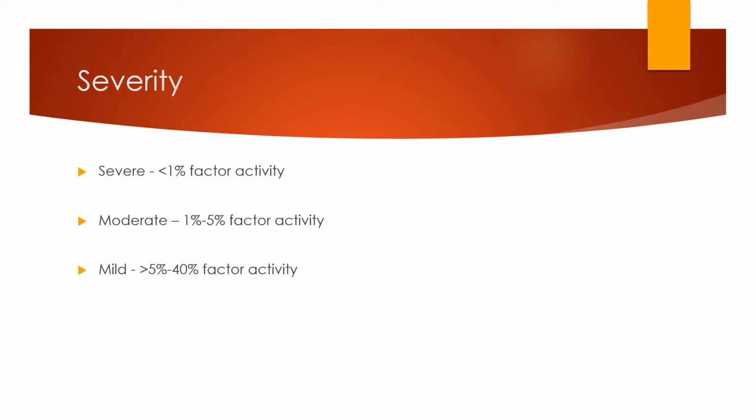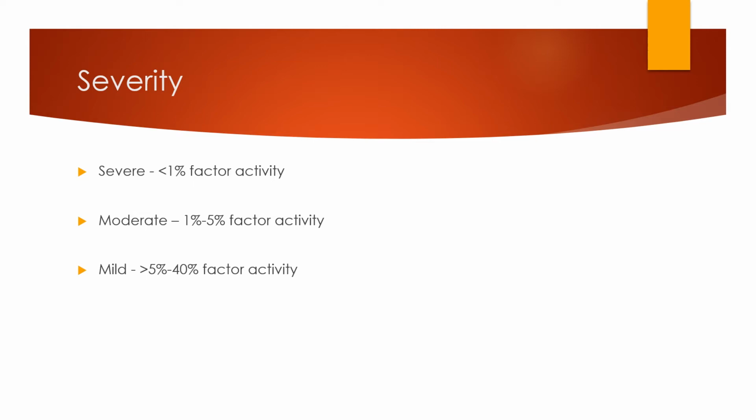When we look at the severity of hemophilia, we look at factor activity. So factor activity is the amount of factor in the body and blood. It is how much of the factor is active in the blood, and it is going to determine how severely an individual is affected by the hemophilia. The less factor activity, the more problems a patient is going to have.